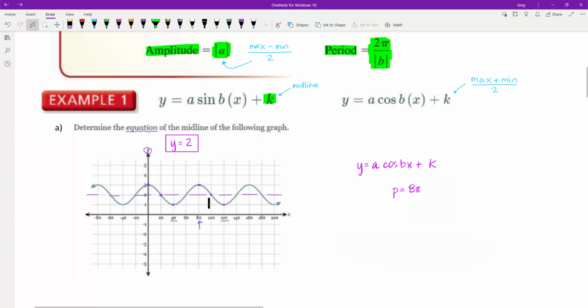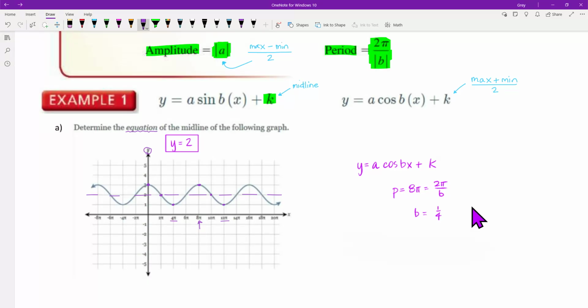So do not put 8 pi here for b, because that's not the answer. What I'm going to do is take 8 pi and use my formula up here and set it equal to 2 pi over b. And when I switch those, I find out that b is equal to 1/4.